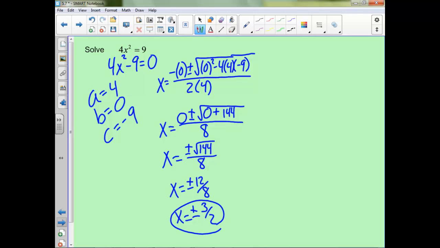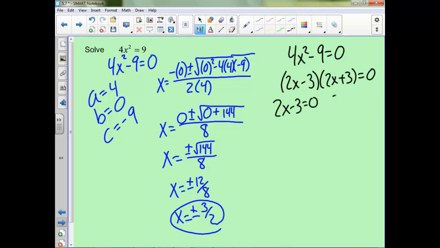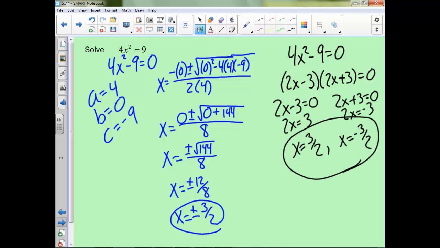Now notice this one probably would have been easier if we had just factored from the beginning. So let's go back to when we had it equal to 0. Notice it's a difference of squares. Notice we get the same thing, a positive and a negative 3 over 2.